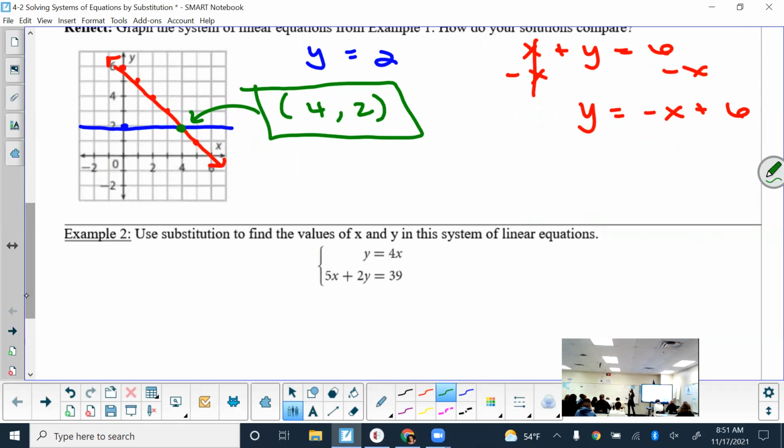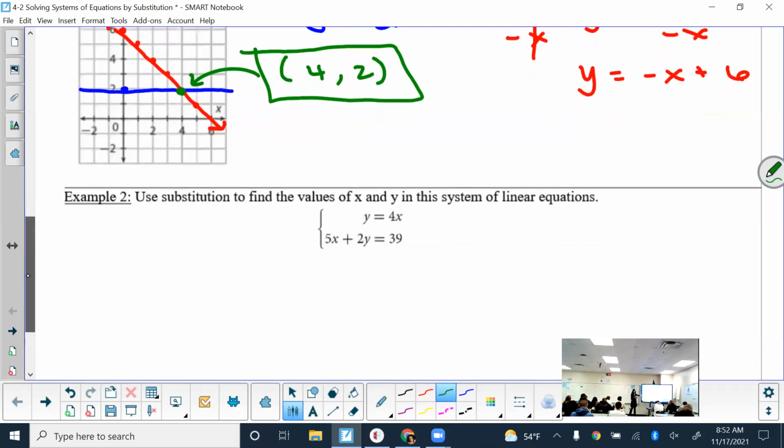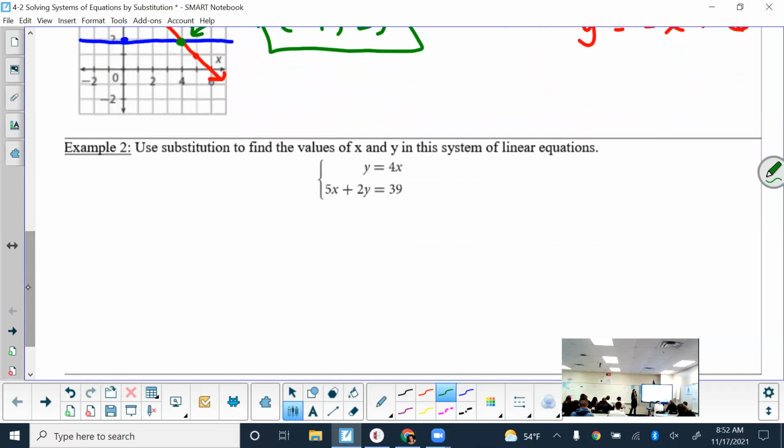You might have noticed on the practice yesterday, like 4 through 6, you had to approximate them because sometimes the graph doesn't intersect at a nice spot, right? So you might have noticed that. That's like the pitfalls of graphing sometimes. So maybe substitution might be better for some of them.